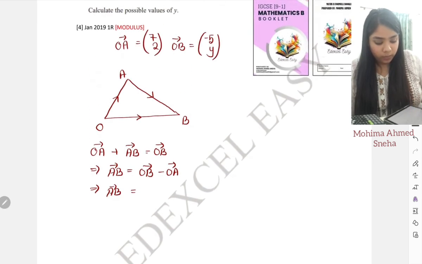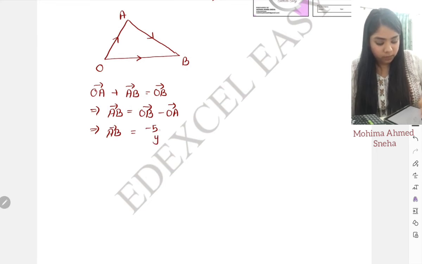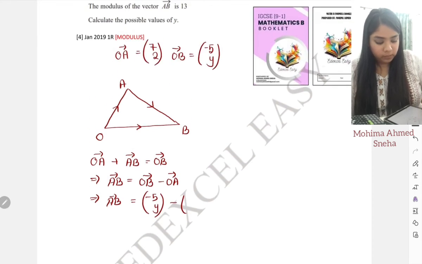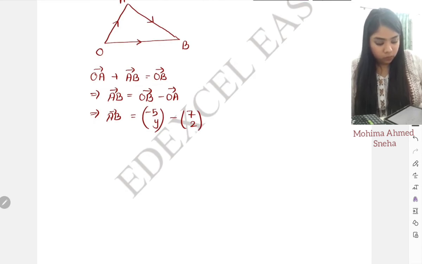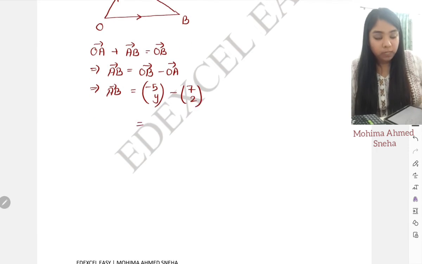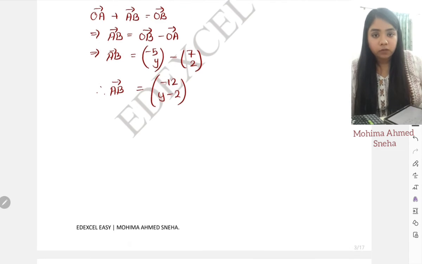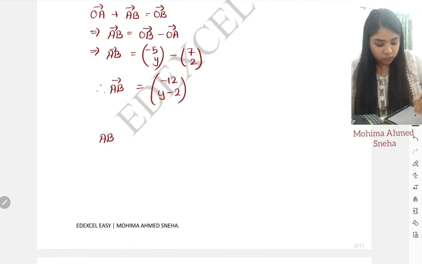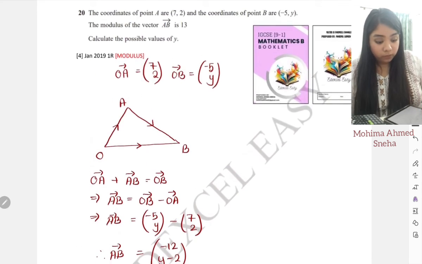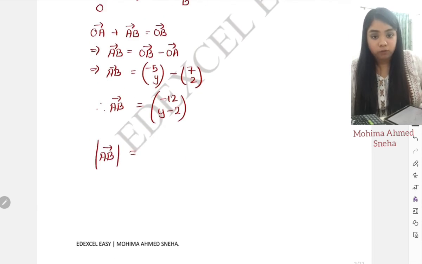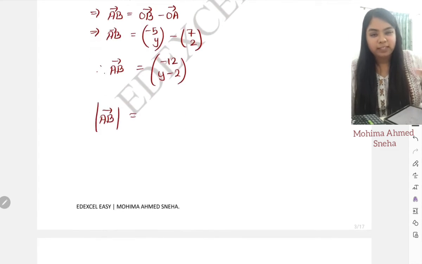So, AB is minus 5, y minus 7, 2. So you get minus 5 minus 7 is minus 12, and y minus 2. Right, this is an expression for AB. Now I already know how to calculate the modulus, right? Modulus of AB is going to be, I already know the final value, which was 13 over here. They've already provided it. I'll just use it and solve it like a linear equation from now onwards. So that's 13.